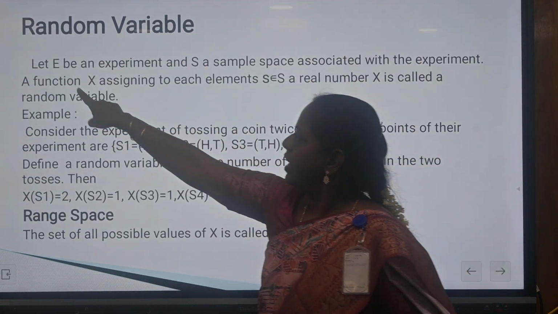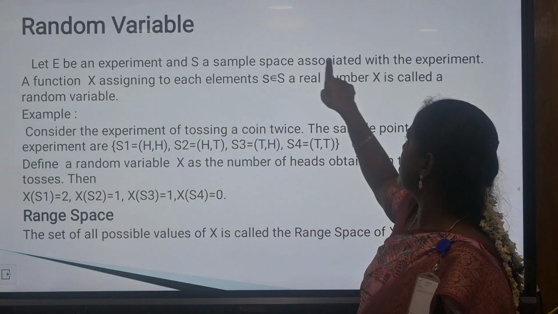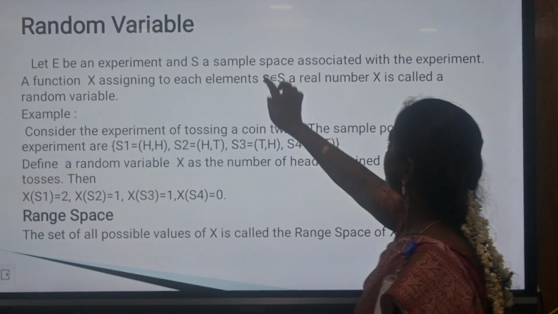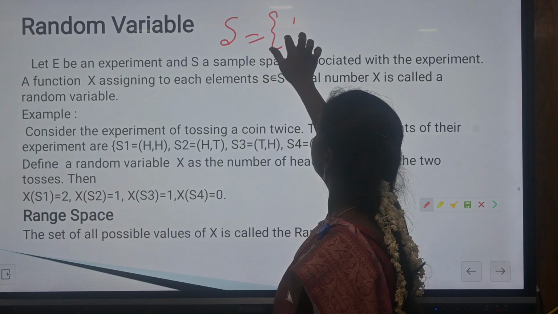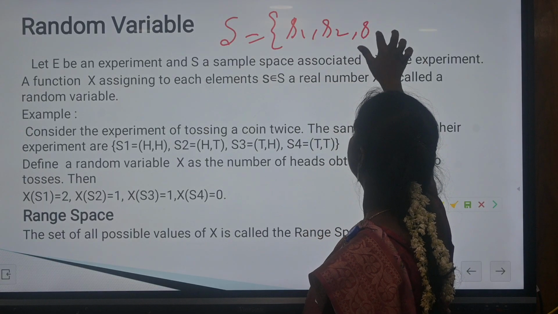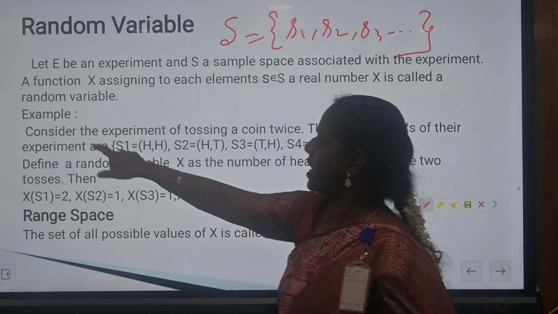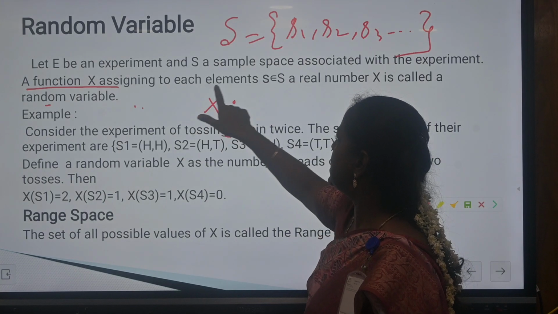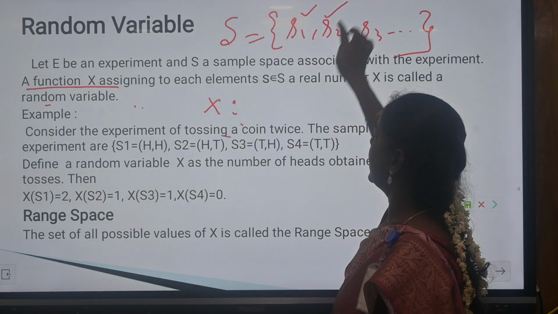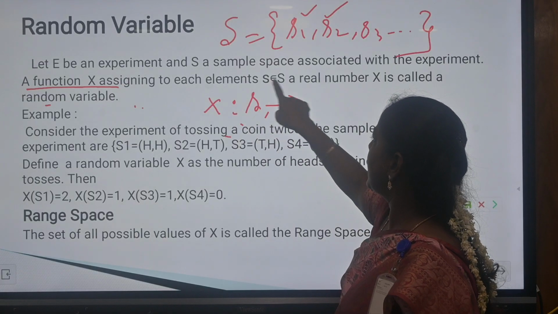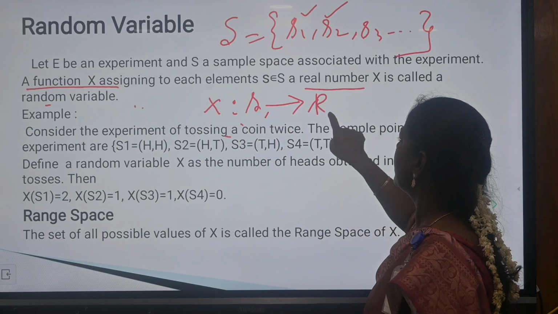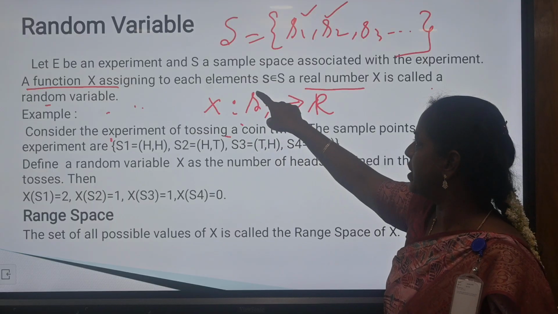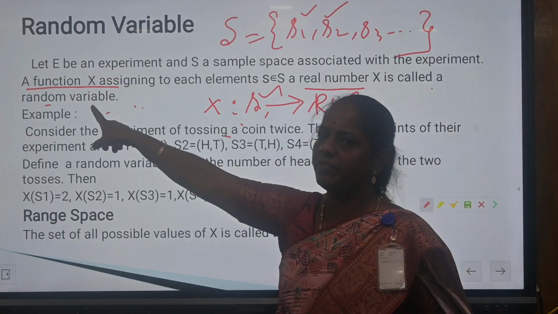Random variable. Let E be an experiment and S a sample space associated with the experiment. That is, the sample space for this event is S equal to {s1, s2, s3, and so on}. A function from each element small s to a real number is called a random variable. A random variable means a function defined from S to R.